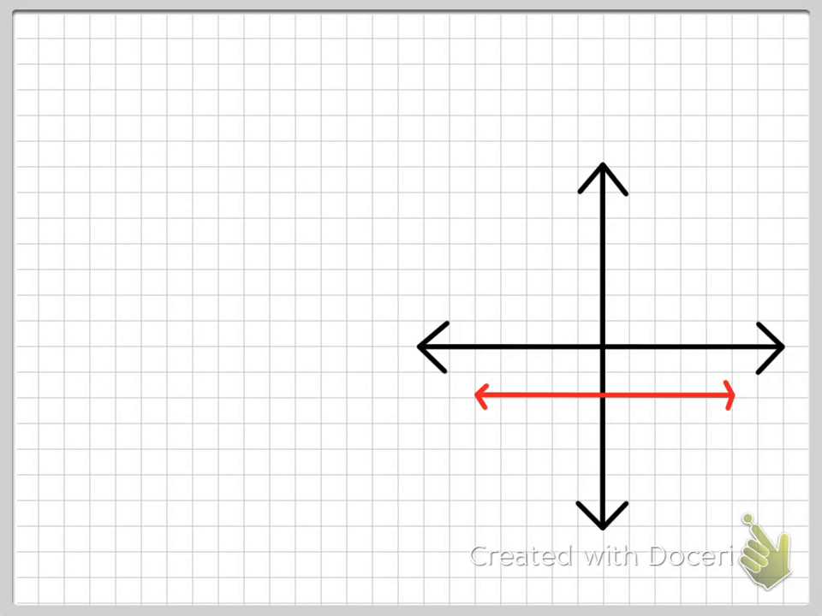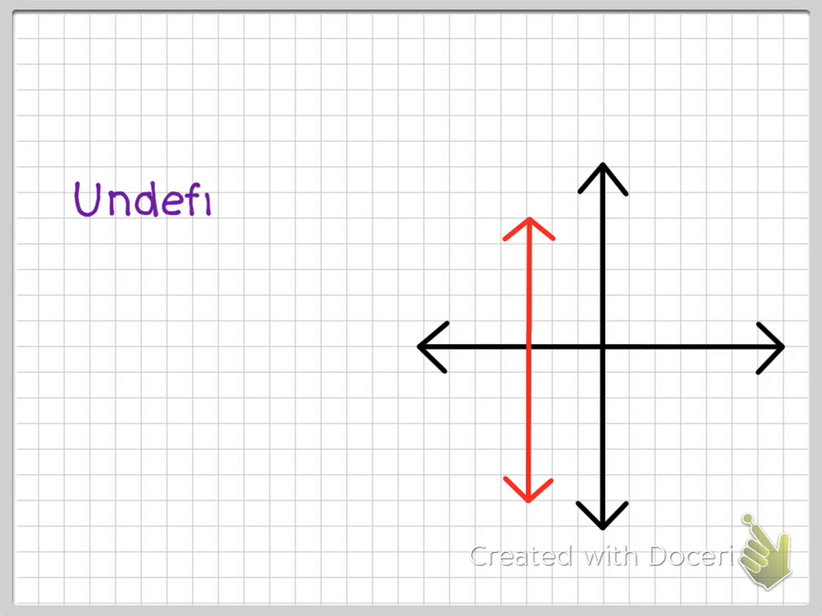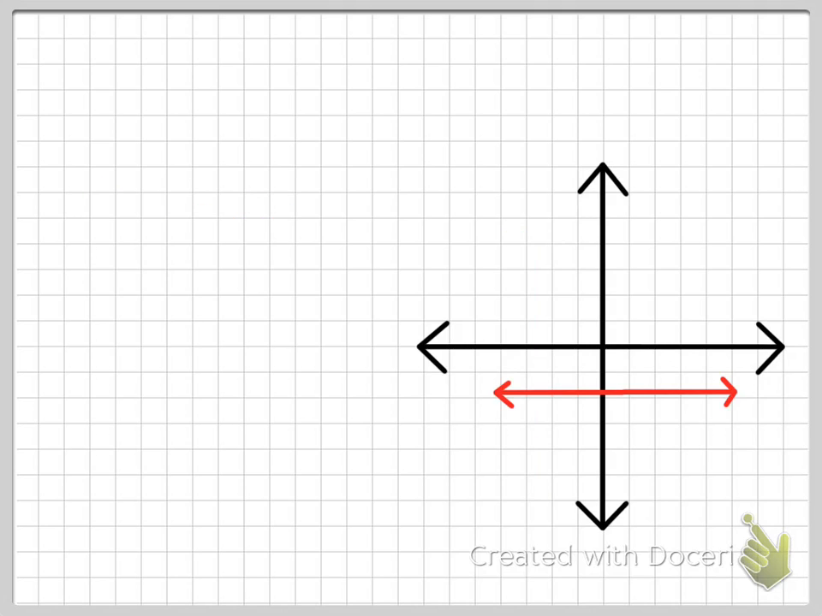Another type of slope, you'll see this has no pitch at all. This is an example of none. There is no slope in this line at all. And the last type of slope is when the line is straight up and down, and that is an undefined slope. So let's see if you can determine which type of slope these are.